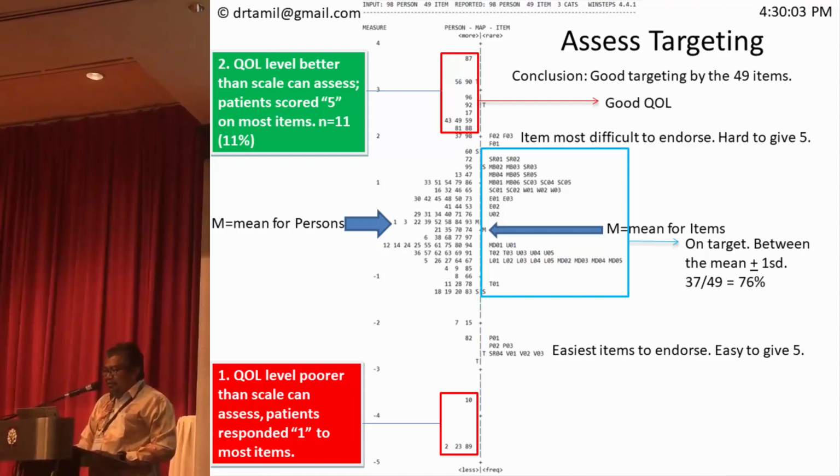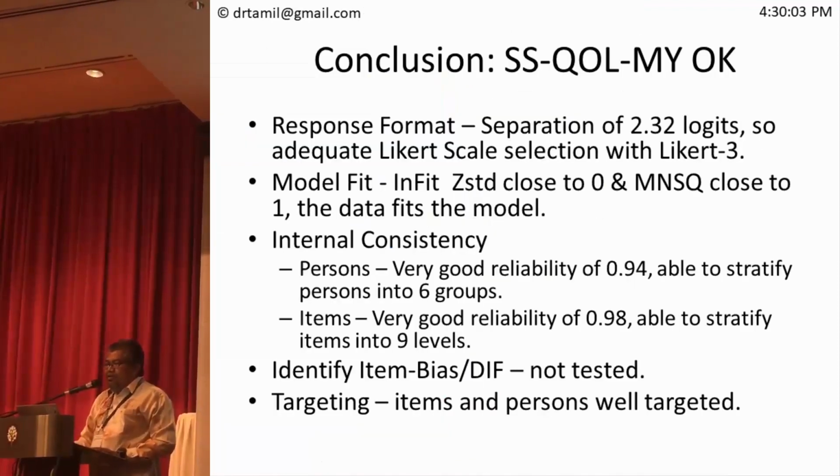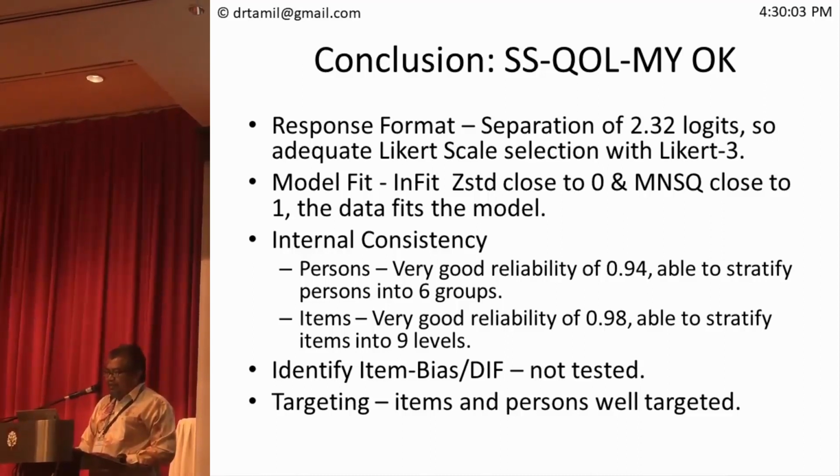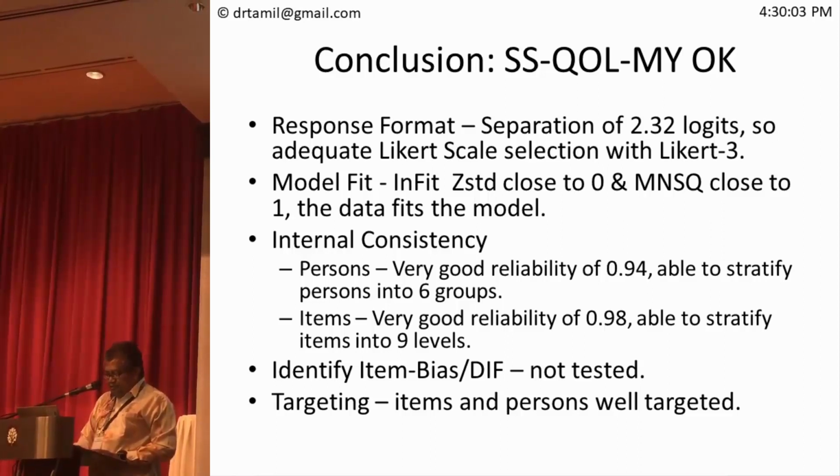Generally, what can you say? These items are very good. 76% of the items are on target, looking at the population. Okay. So, in conclusion, the first part of the conclusion, in terms of convergent analysis, we can say that the quality of life questionnaire is okay. The only thing you have to improve upon is the Likert scoring. It is better to use 1 to 3 rather than 1 to 5. And you can see that all the rest are very good. Very good relative scoring, very good targeting of the questions.